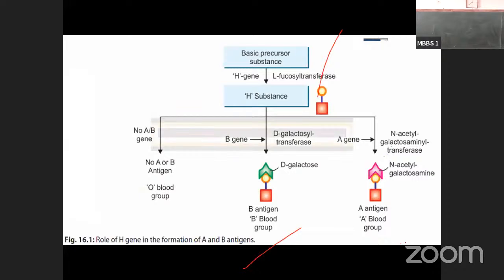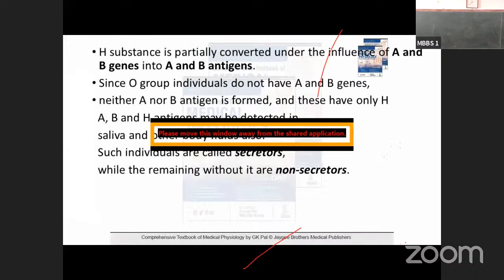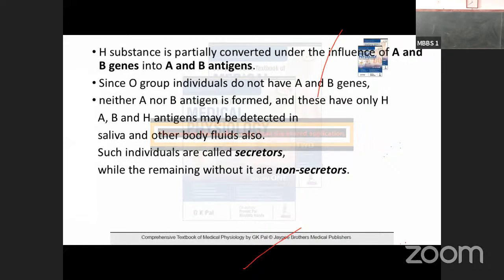So there is no formation of the A antigen or the B antigen. With B antigen, it is B blood group; with A antigen, it is A blood group. Then what happens with the H antigen? O blood group individuals have no A and B genes. A and B antigens are not formed, but some individuals have H antigen, and it may be detected in the saliva or body fluids.